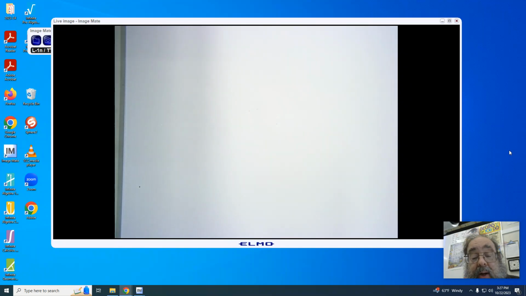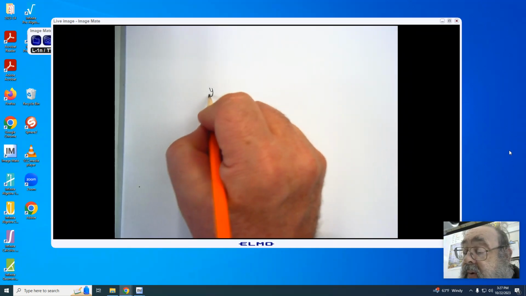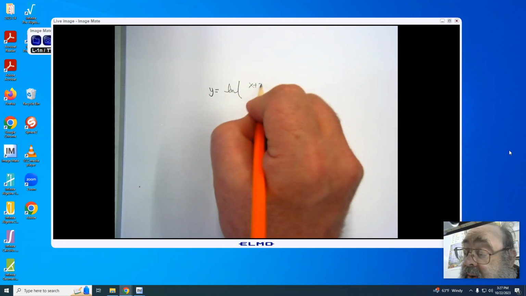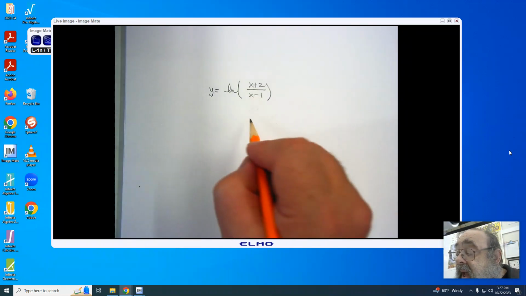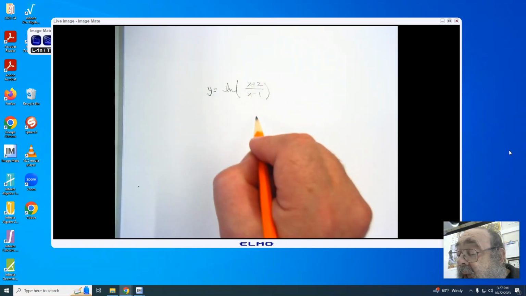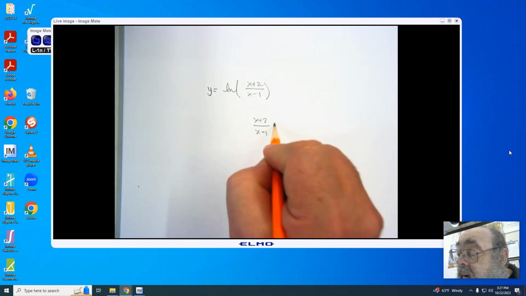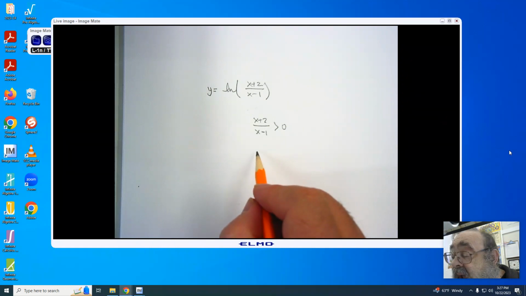Okay, let's take a look at a couple more now. This time, let's not draw the graphs. Let's just go directly to it, shall we? And they're going to start to get more difficult as we go. x plus 2 over x minus 1. We're now saying that this entire thing has to be greater than 0. Well, let's just see what's going to happen.